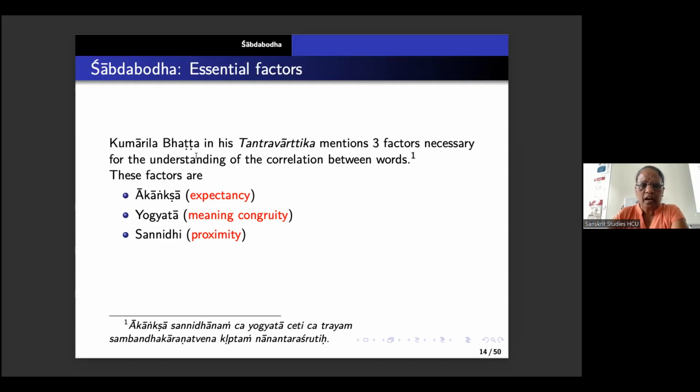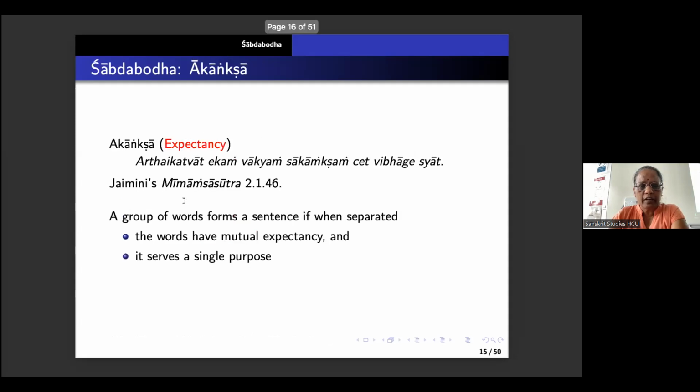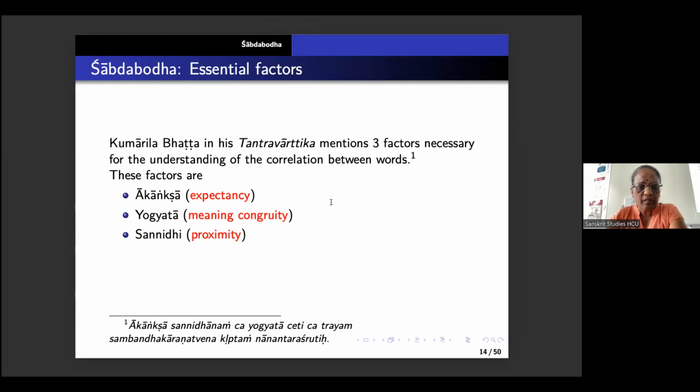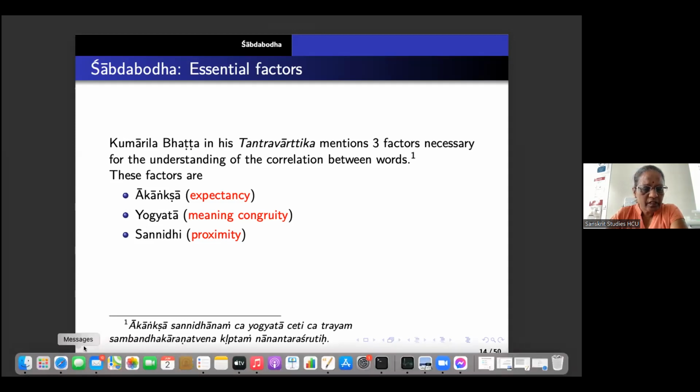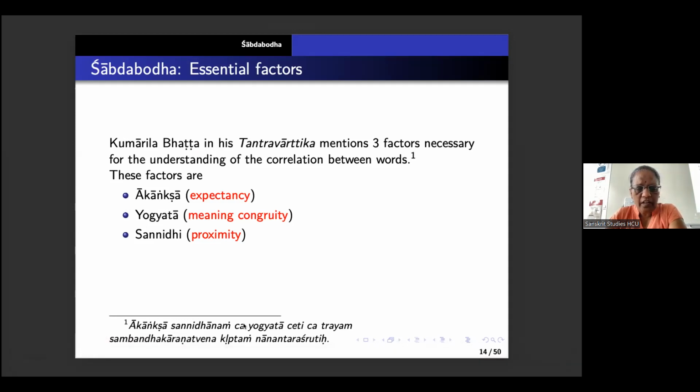And these constraints are given by Kumarila Bhatta in his Tantravartika. He says, ākāṅkṣā sannidhānam ca yogyatā ceti catustayam, sambandha-karaṇatvena kliptam nānantara-śrutiḥ. So there are three factors: ākāṅkṣā, sannidhi, and yogyatā. Ākāṅkṣā, I have roughly translated as expectancy, but really it is the desire on the part of the speaker. Yogyatā is the meaning congruity, and sannidhi is the proximity.